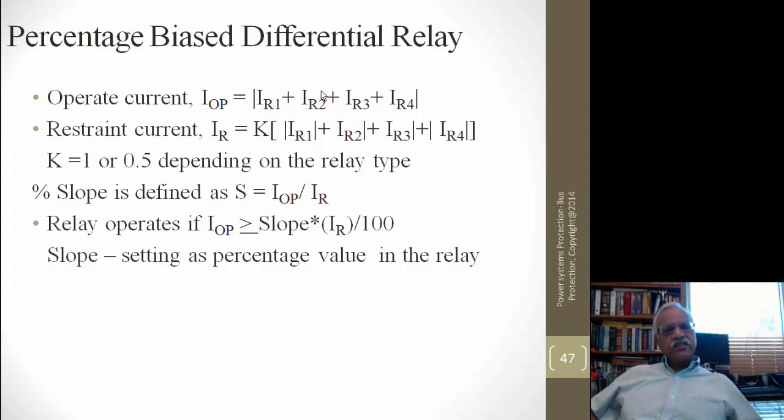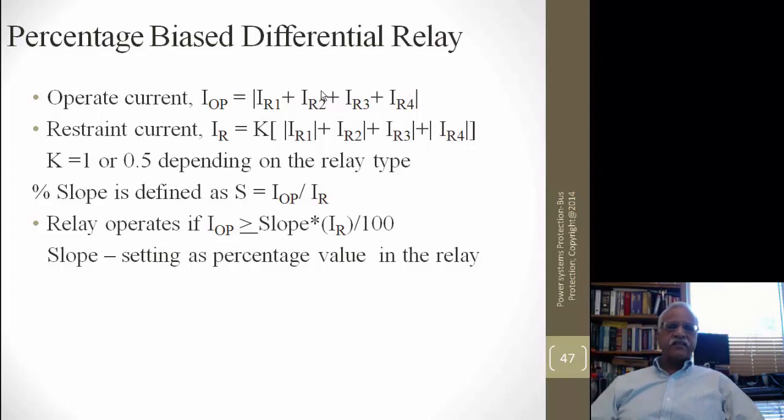Sometimes they sum all the currents and divide by 2 and call it the restraining current. A few other manufacturers just use 1, they just add all those currents. There are other manufacturers who take the maximum of the currents. If IR1 is the maximum current input into the relay, then the restraining current is set as IR1. This is another relay manufacturer type. So the restraint current, the way it is defined, varies from manufacturer to manufacturer, but the operating current remains the same.